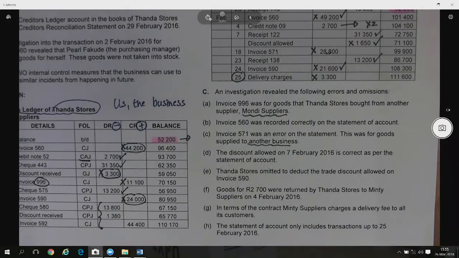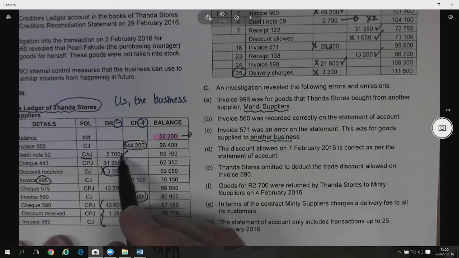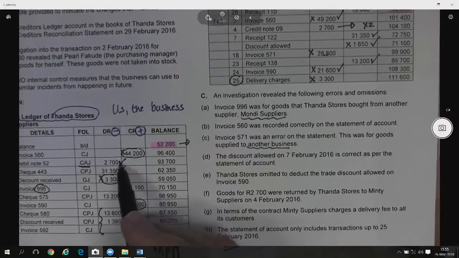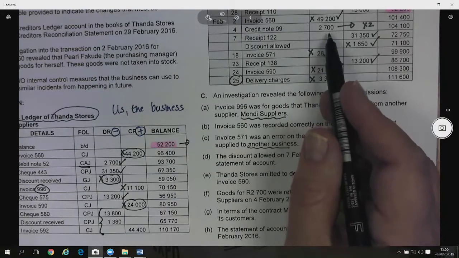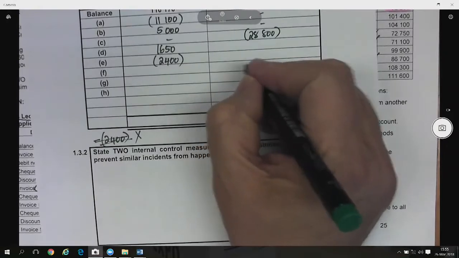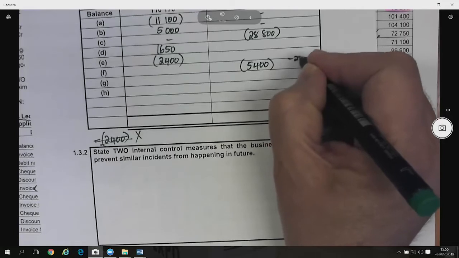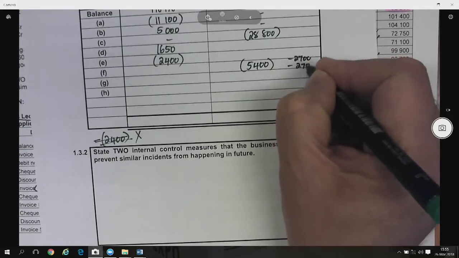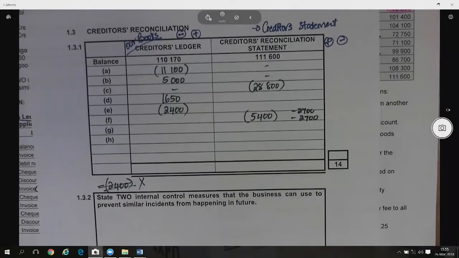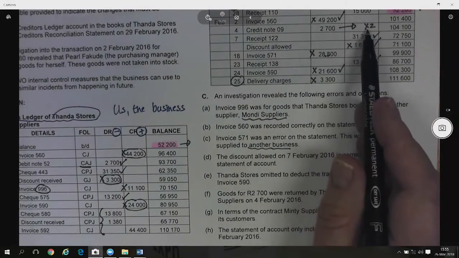Okay. Then number F, goods for 2007 were returned by Tanda Stores on the 4th of February. We already know that the 2,700 was correct and that it was on the wrong side there. So for number F, we are going to say minus 5,400, or you can say minus 2,700, minus 2,700. You must show it double. Because the first 2,700 cancels the wrong one, and the second one puts it on the credit side.